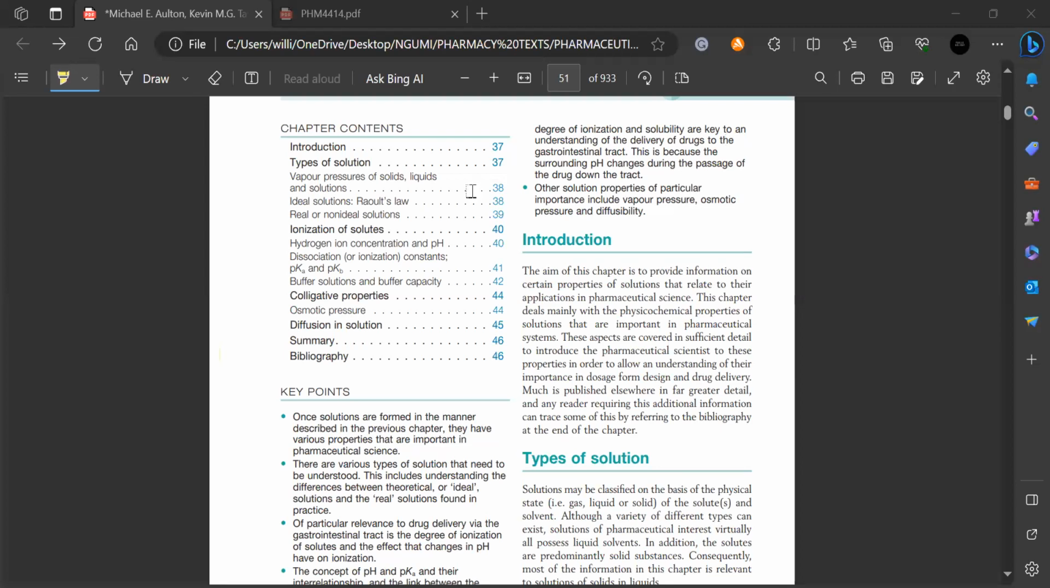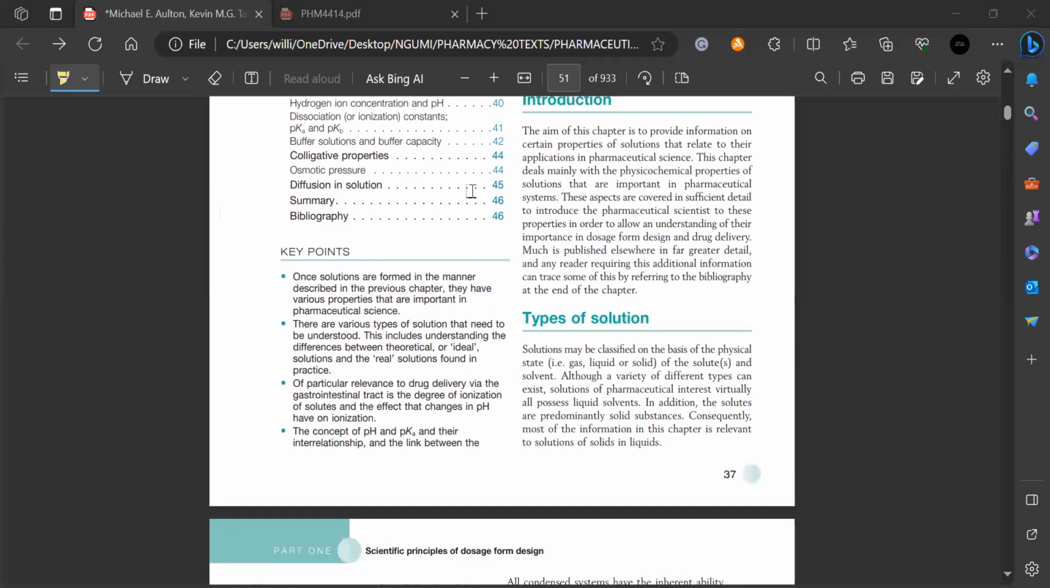So let's get started. Today I'll be talking about types of solutions and properties of solutions. We'll mainly be focusing on pharmaceutical practice and what this means to us.